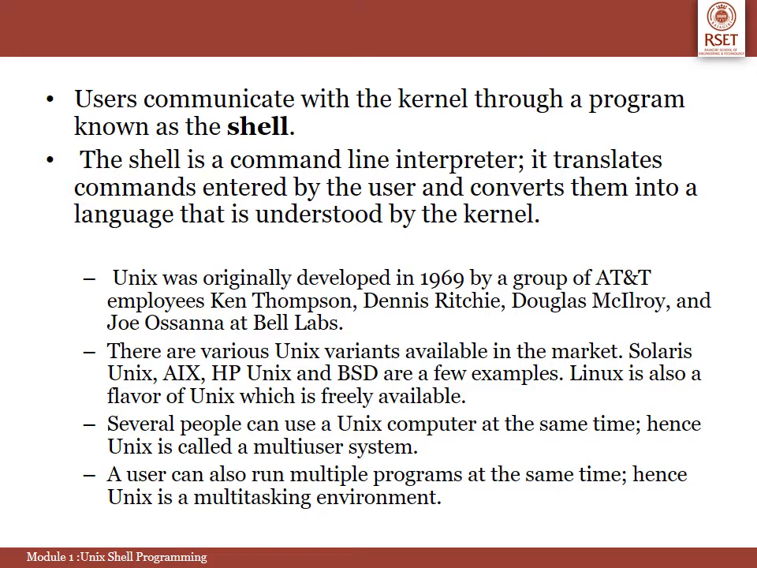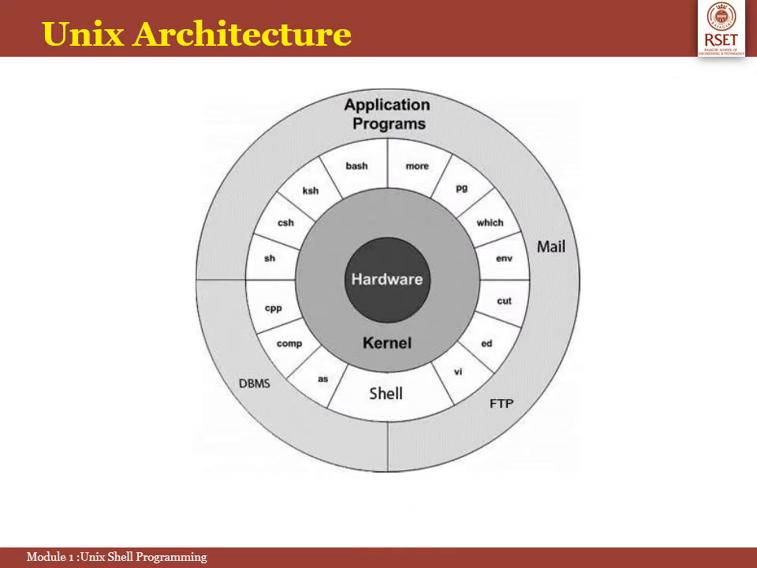Several people can use a Unix computer at the same time, so it is a multi-user system. And a user can also run multiple programs at the same time, so it is a multitasking environment. This figure shows the Unix architecture. Inside, there is hardware, then the kernel, then the shell, then application programs.